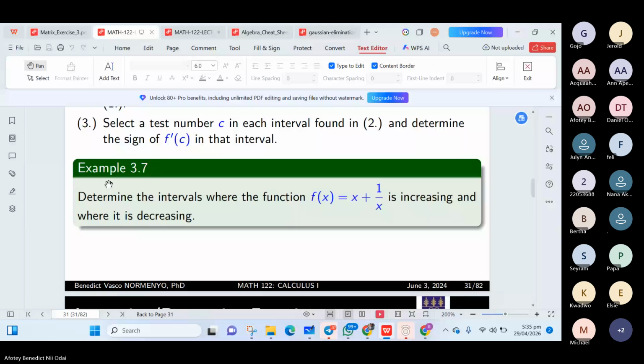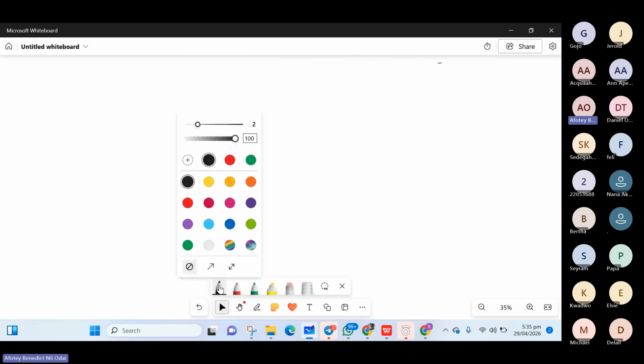Okay, so how do we explain this? First of all, again, let me come back to my blackboard and draw another graph. I'm drawing my 5th graph of the day. Now, let's look at this function.